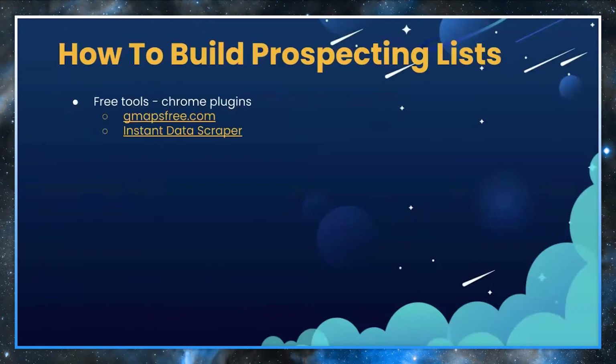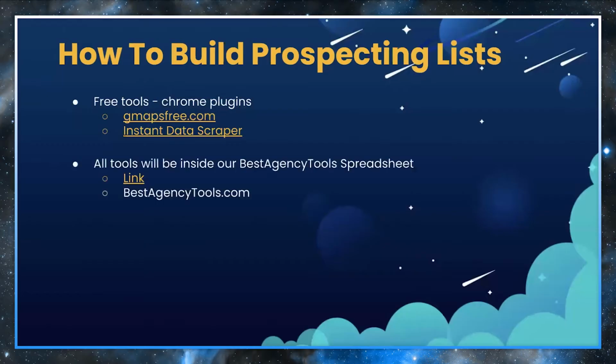Well, there's a bunch of free tools here. There's Chrome plugins. There's a bunch of other ones. Some of my favorites are gmapsfree.com. We have Instant Data Scraper. This one also is a Chrome plugin that you can install. You just go to Google Business and then you can hit export and it'll export everyone that you're looking at on your screen. And again, all tools will be inside of our best agency tools spreadsheet at the end. So don't worry too much about researching this and typing this in right now. They're all going to be there at the end.